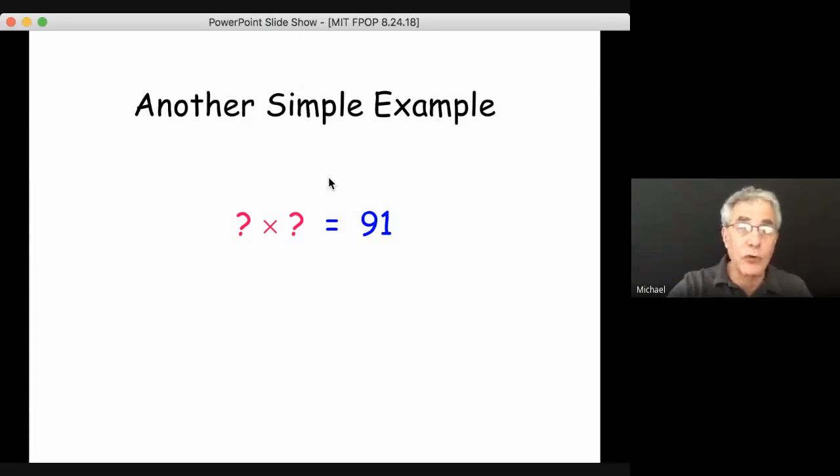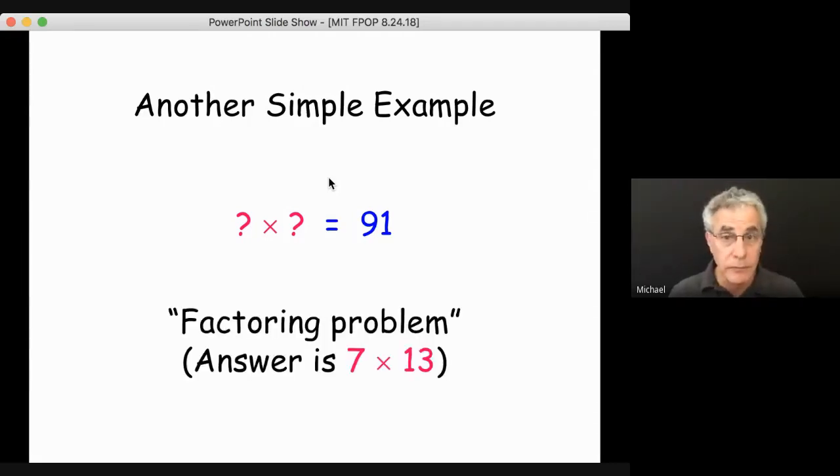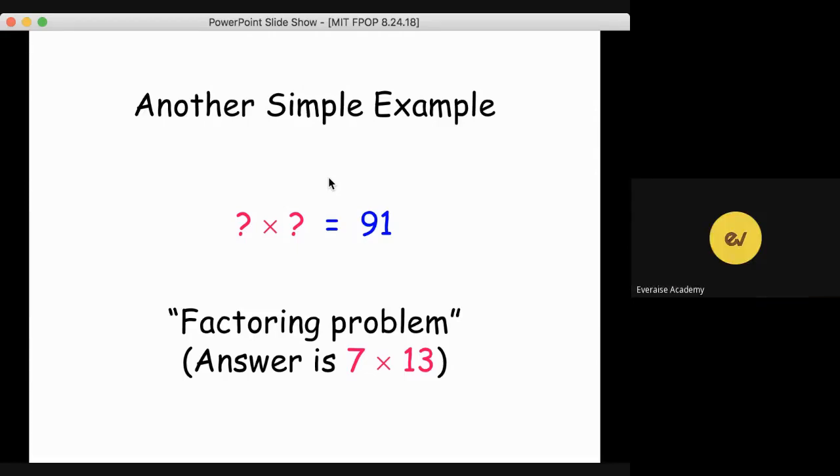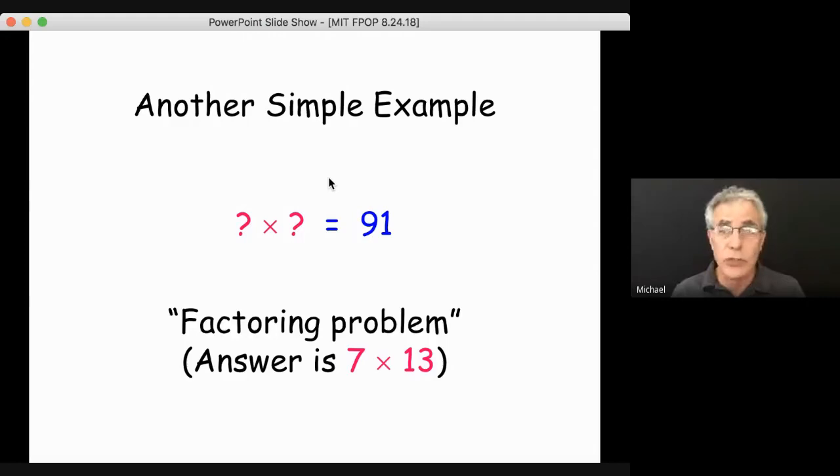This is a well-known, well-studied problem in mathematics. It's called the factoring problem. I give you a number, and I look for the factors of that number. And so in this case, the problem is the number 91, and the answer is 7 times 13. Okay, so that just sets the scene. We have on the one hand the multiplication problem, and on the other hand we have its reverse, which we're going to call the factoring problem.